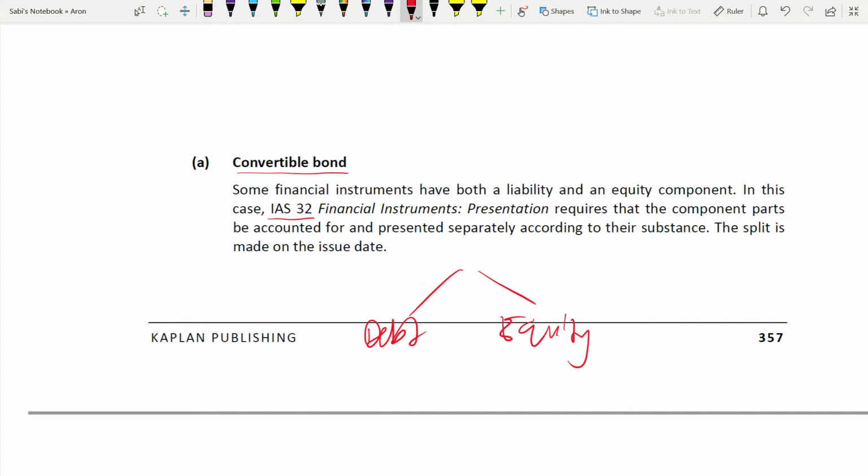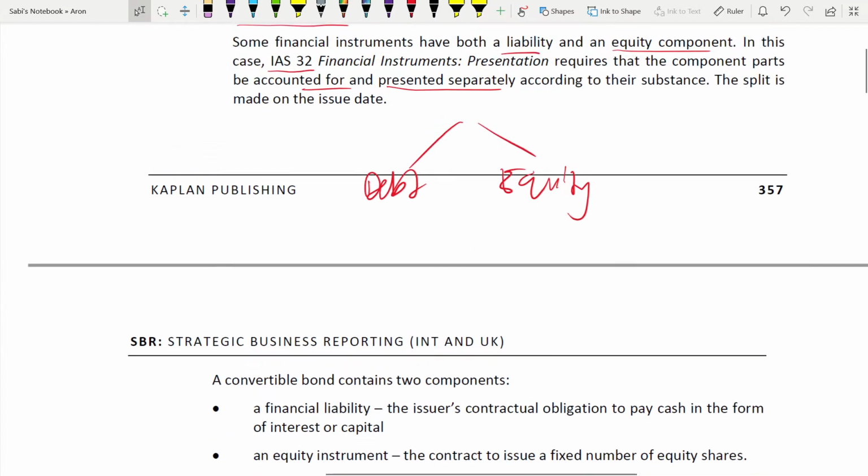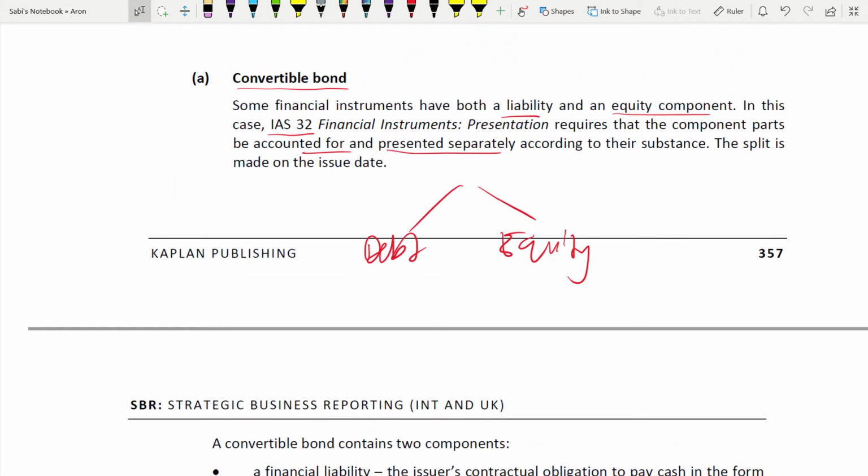Okay. So the main idea is they have a liability and they have an equity component. So according to IAS 32, IAS 32 says present them separately. You cannot keep them together. Liability component and equity component separate. So account for and present separately. Okay. The split is made on the issue date. Now we are coming to this. What are the two components? Okay. So out of 9 marks, 1 mark you will get here. Just see how you're collecting marks. 1 mark to refer to the standard and say that present this and this separately. 1 mark for that. Now we are coming to this.